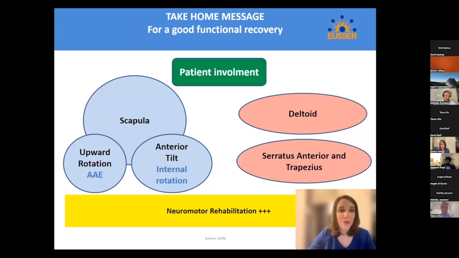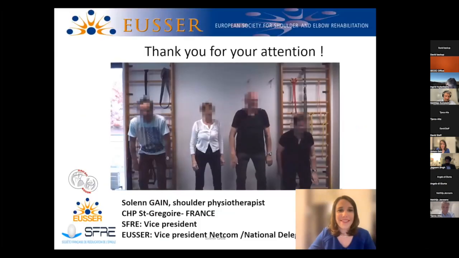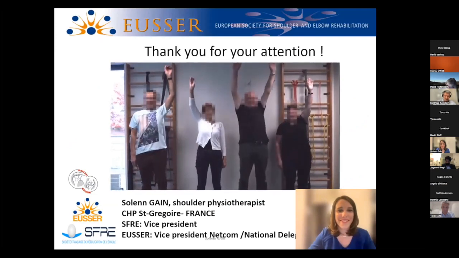We have really to focus on scapular mobility, on upward rotation of the scapula for active anterior elevation, and anterior tilt of the scapula for active internal rotation. We have to do strengthening of the deltoid and serratus anterior and trapezius, and it's very important to do a neuromotor rehabilitation too. Thank you for your attention.